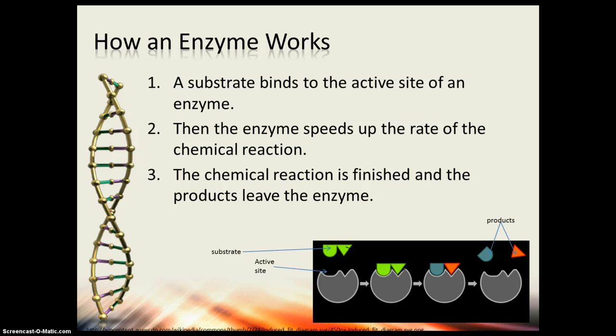How does an enzyme work? Well, first, a substrate binds to the active site of an enzyme, then the enzyme speeds up the rate of the chemical reaction, and then finally the chemical reaction is finished and the products leave the enzyme. And you can see in the picture below, the substrate comes to the enzyme connecting at the active site, it gets catalyzed, and then the products leave the enzyme.